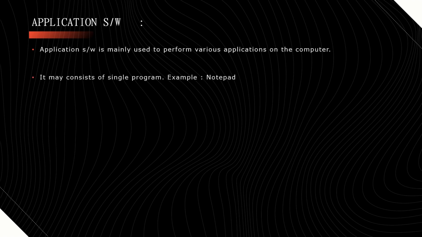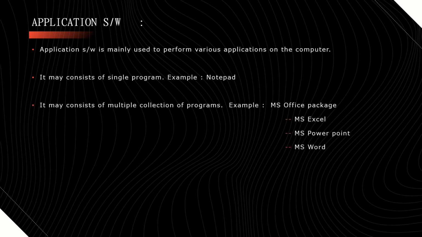Application software may consist of a single program. Like, if you open a notepad file, you can write and edit the content in that particular file. That means you are using one application or one program. It may also consist of a collection of multiple programs. Like, take the Microsoft Office package. This package consists of a number of programs. For example, MS Excel, MS PowerPoint, MS Word.